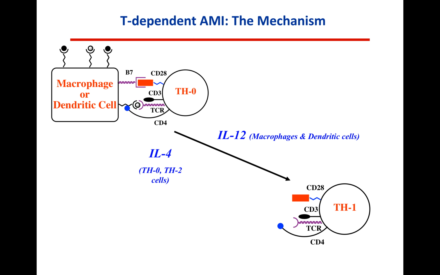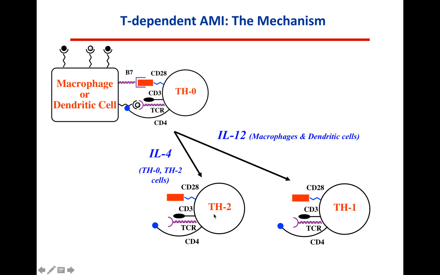If it's in the presence of IL-4, which is produced by Th0 cells and Th2 cells, which might be in the vicinity of this interaction, then another type of cell is produced, and that's Th2, a T helper cell, CD4 Th2 cell. So you can see there's two different types of these CD4 positive cells. Each one is identified as CD4, but they have different, that we'll see they're going to have different functions, Th1 and Th2.